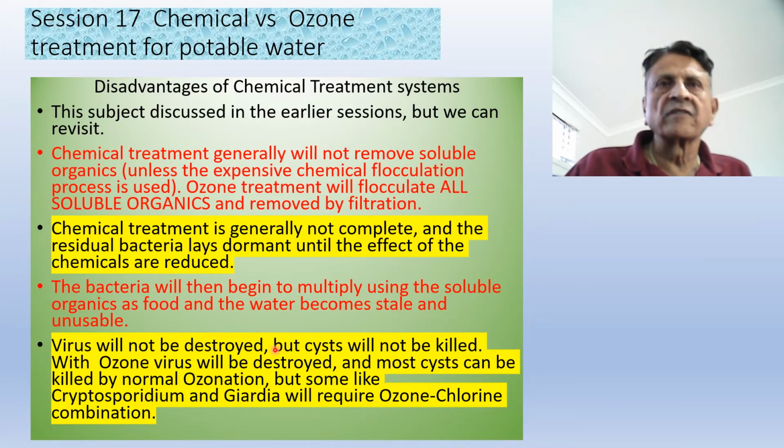Chemicals do not destroy virus. Chemicals are not strong enough for the concentration that apply to kill cysts, whereas ozone will destroy virus because of the effect it has got on the RNA and the DNA, and most cysts can be killed by normal ozonation, but some, like Cryptosporidium and Giardia, will require a higher concentration of ozone and chlorine combination.